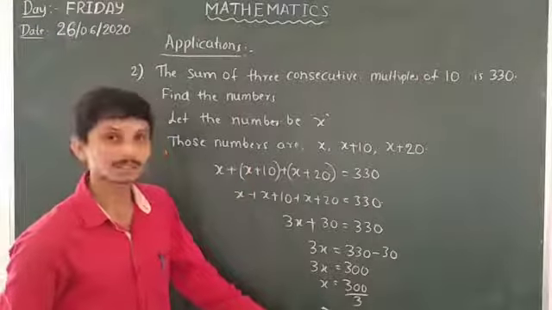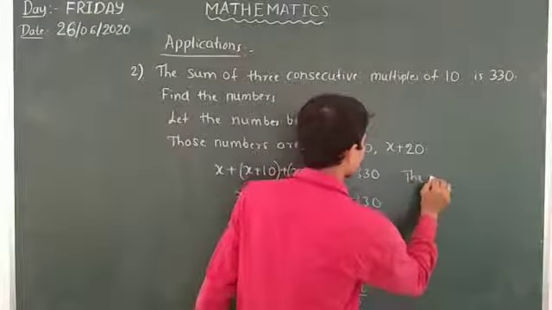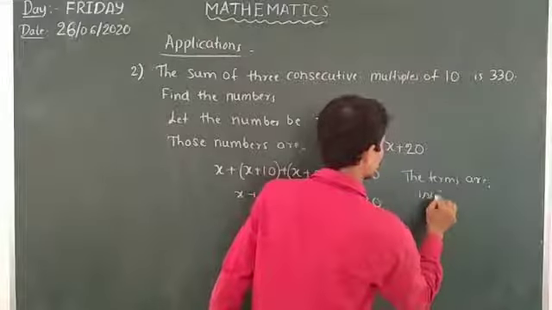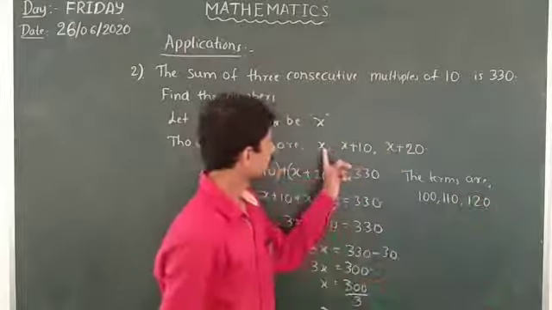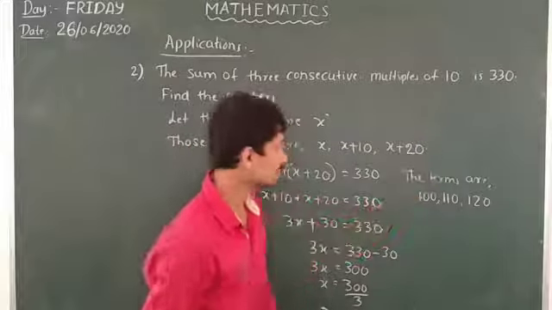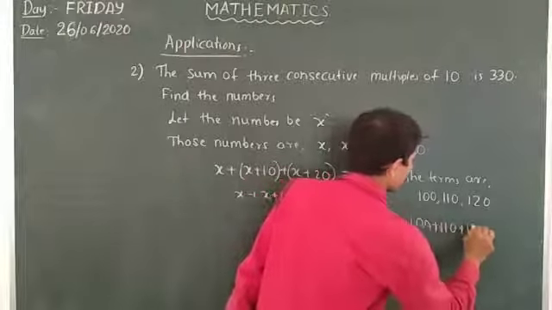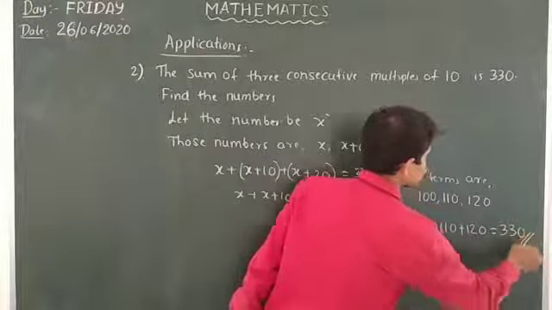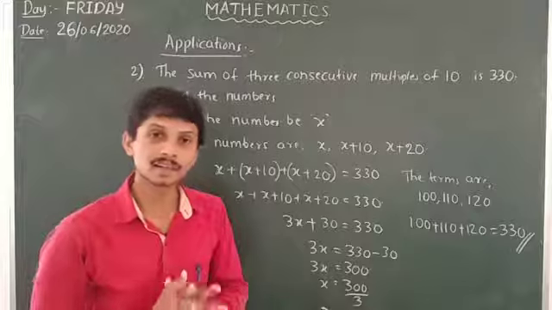That means those terms are 100, 110 and 120. So 100 plus 10 is 110 and 100 plus 20 is 120. That means when we add 100 plus 110 plus 120, 330 is the answer. So those terms are 100, 110 and 120.